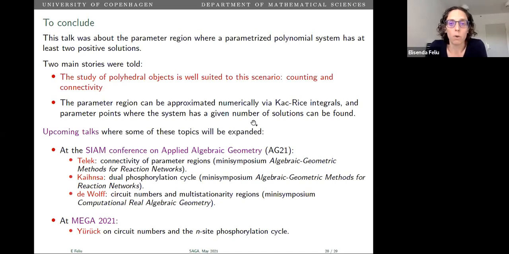And I will conclude with a small advertisement, because there are all these nice conferences coming where some of the things I've said will be expanded. In the SIAM conference in August, Telek will talk about connectivity, Insa about the dual phosphorylation cycle, and Wolf about circuit numbers and multistationarity. And in MEGA, which is next month, Yuruk will also talk on circuit numbers and multistationarity, but for an extended system. That's some work we are doing, extending what we had for the dual phosphorylation cycle to the n-site phosphorylation cycle.